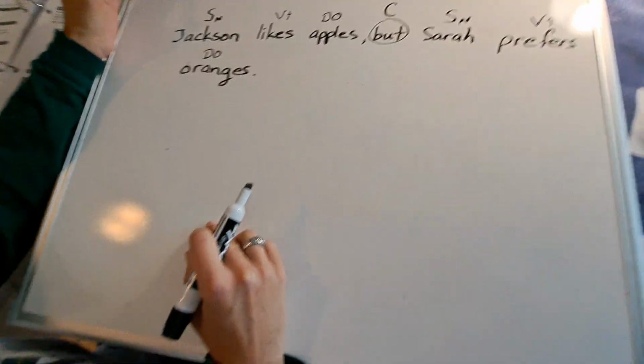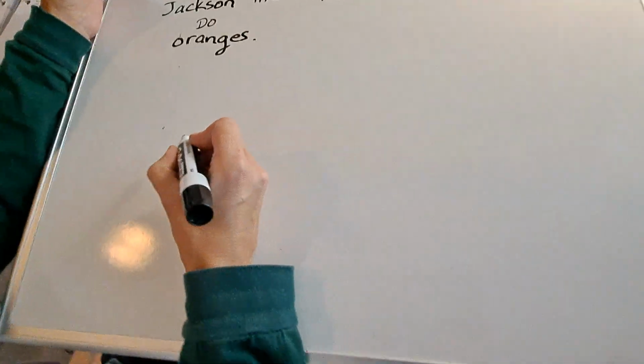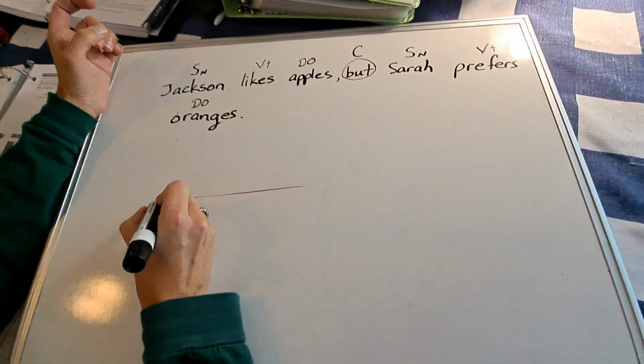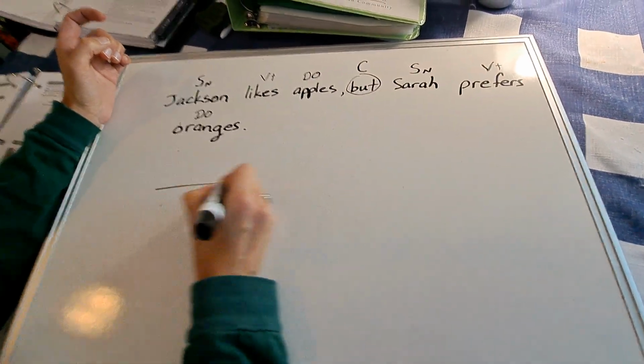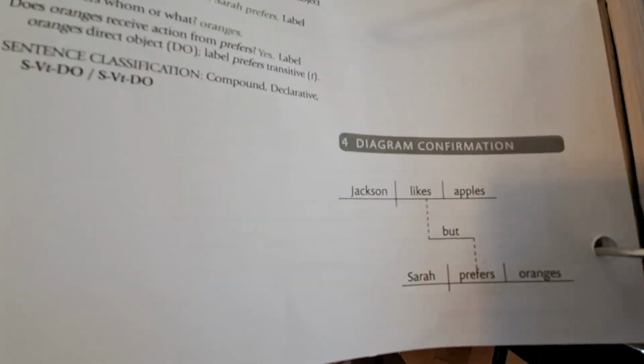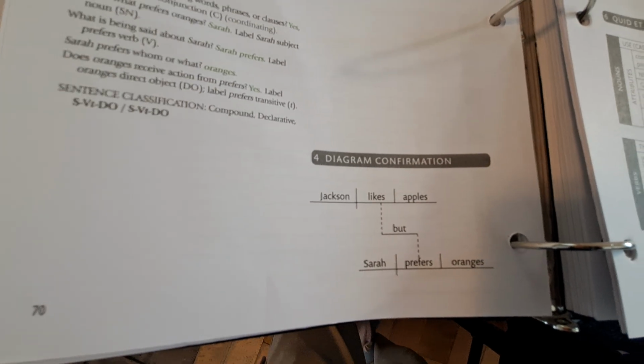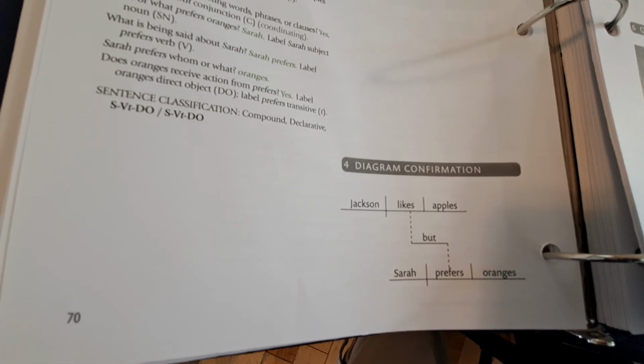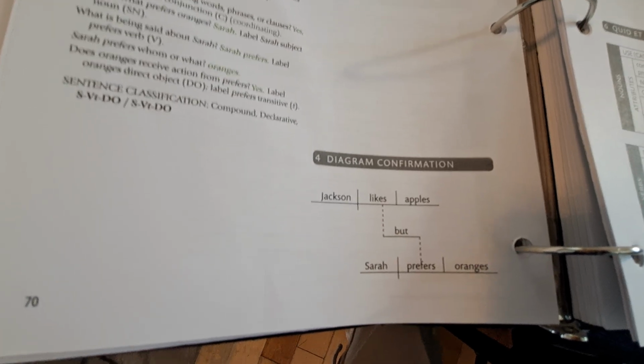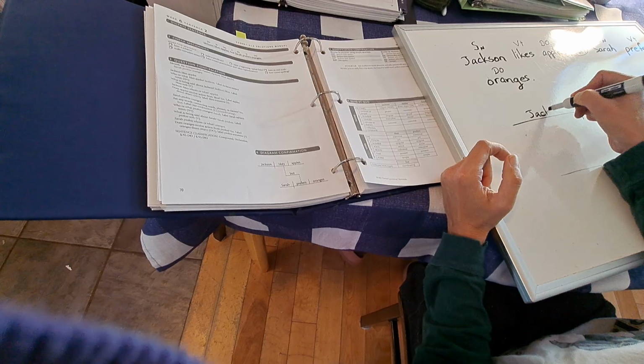What about the diagramming? Oh yes, the diagramming. So I make my line. Ooh, I'm going to have 2 lines. Number 4, diagram. Diagramming confirmation. Mom, that's not how you do it. Well. Now you can talk.